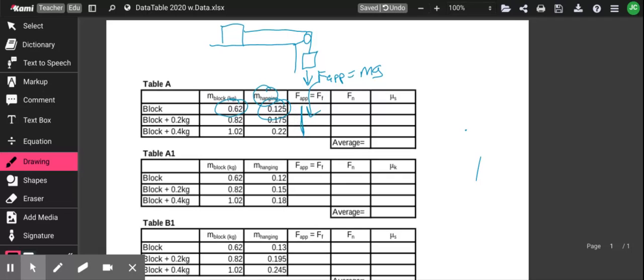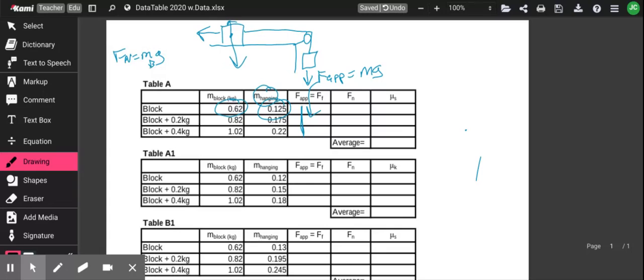I strongly encourage you to let Excel or Google Sheets do the heavy lifting for you. Do the equation once and then autofill down. Copy the equations from table A1 into table B1, and so on and so forth. But in this particular case, to find the applied force, you're just going to take the hanging mass times gravity. You then are going to have a frictional force that's created. The frictional force is equal to the normal force. Since this is a flat surface, the normal force is equal to the weight of the block, which is mg.